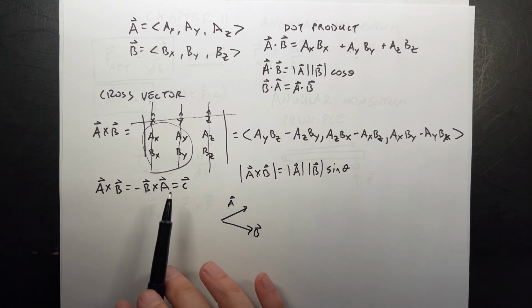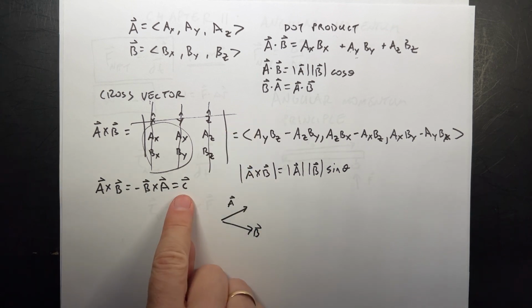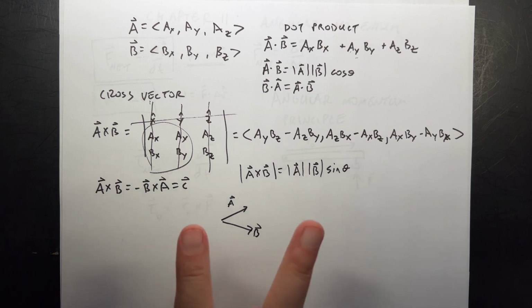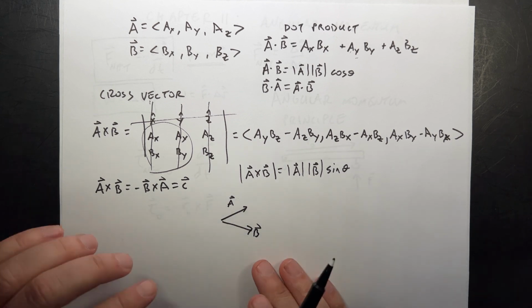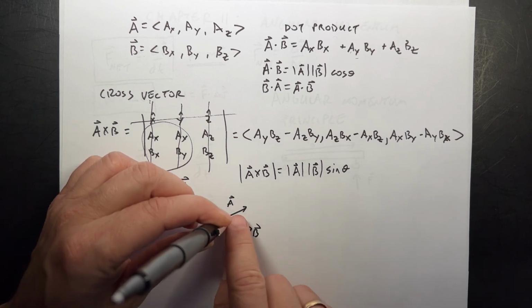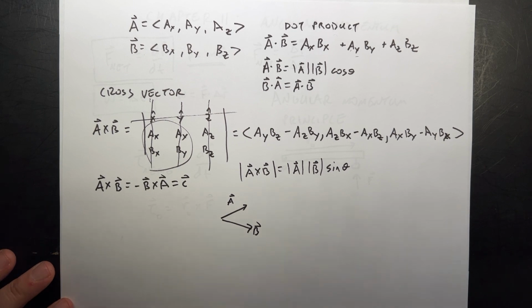So the direction of C has to obey 2 things. Number 1, the vector C has to be perpendicular to the vector A and perpendicular to the vector B. And in this orientation, there are only 2 vectors that satisfy that. One of the vectors is a vector that comes out of the page like this, right? That's perpendicular to A, and that's perpendicular to B. And then the other one is one that goes into the page.